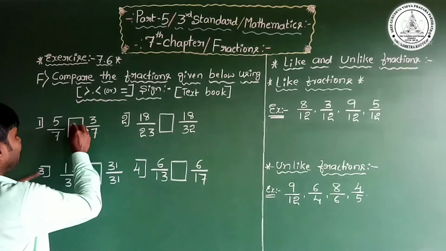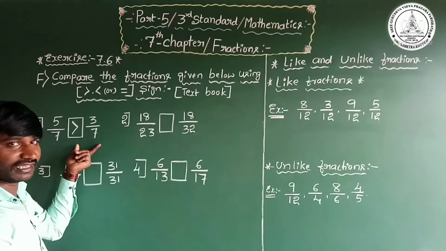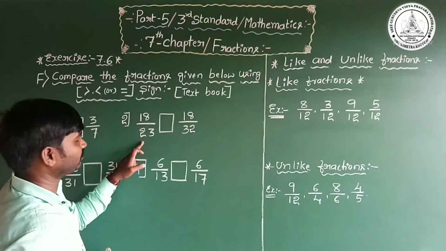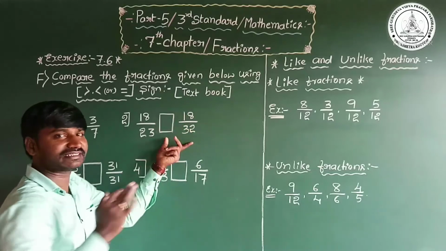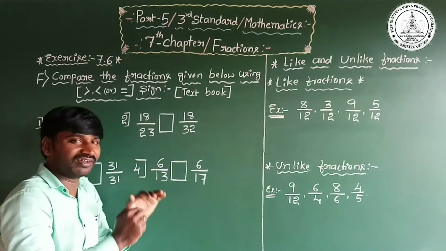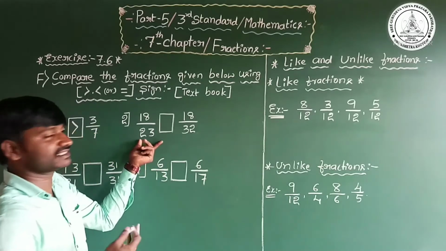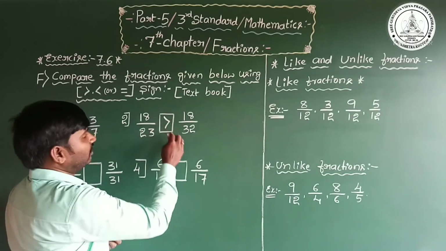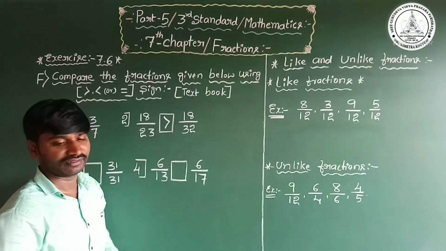So 5 by 7 is greater than 3 by 7, so use the greater than sign. Is the student clear? Yes. Move to the second question: 18 by 23 compared to 18 by 32. Here the numerators are the same. When the numerators are the same, the fraction with the smaller denominator is greater. So 18 by 23 is greater than 18 by 32.